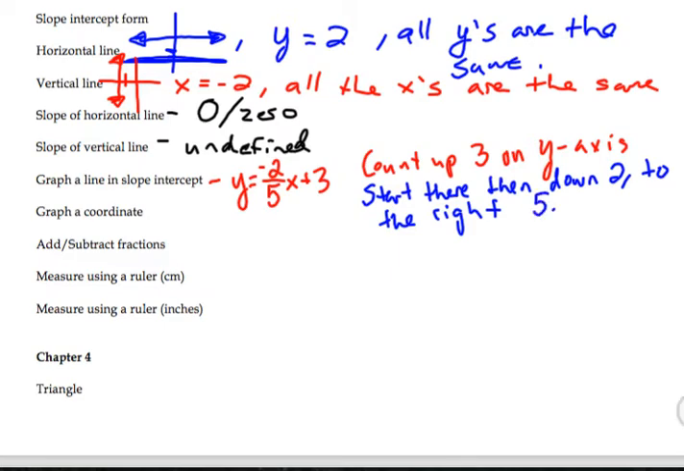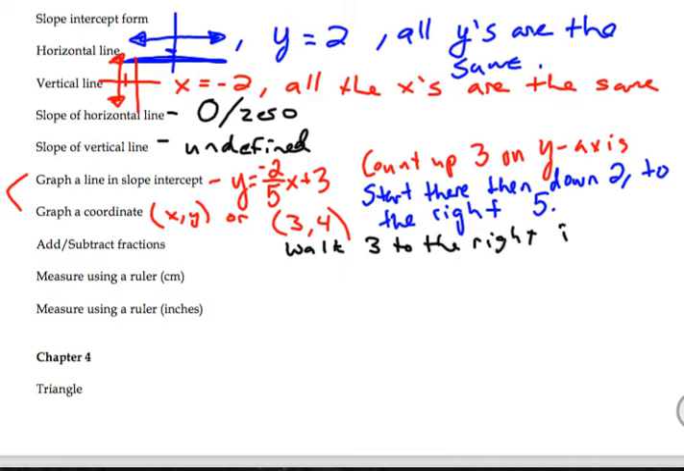Graphing a line and a coordinate, remember, these are two different things. That's a line. A coordinate is like x comma y, or 3 comma 4. Here, you would walk 3 to the right, the positive side, and up 4. So that's how I would graph that point.